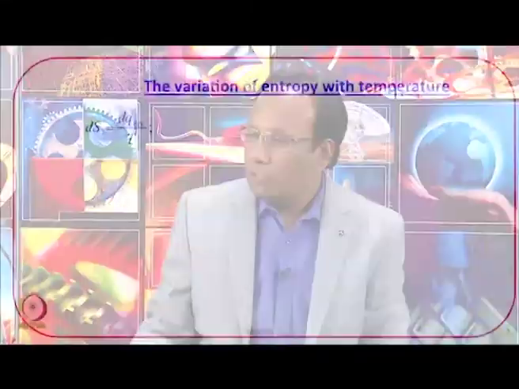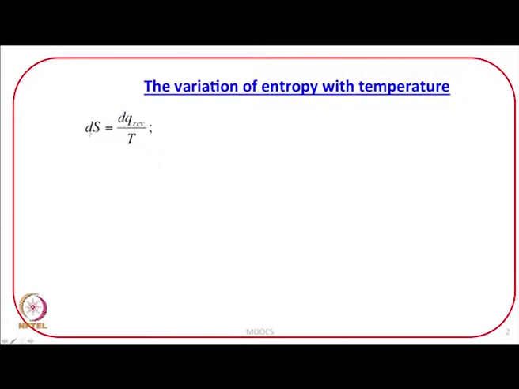But you remember that the thermodynamic property which is required to connect any thermodynamic property from one temperature to another temperature is heat capacity. And here we will connect the heat capacity and entropy. So, let us begin again with the mathematical definition of change in entropy. dS is equal to dq reversible by T.